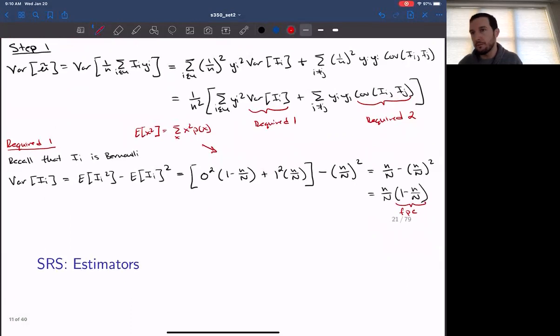So that's the first term that we need. So now we have the variance of I subscript little i. And now what we have to do is work out the covariance of I subscript little i. Does anyone have any questions?